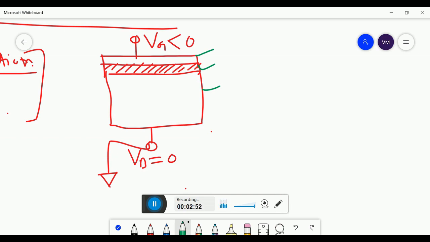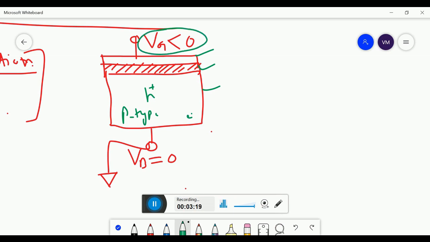Fine. So in the equilibrium condition, the charge carriers present in this substrate are already p-type, because it's a p-type substrate. So definitely the majority charge carriers are holes, and the minority charge carriers are electrons. Now what happens when you apply a negative voltage?